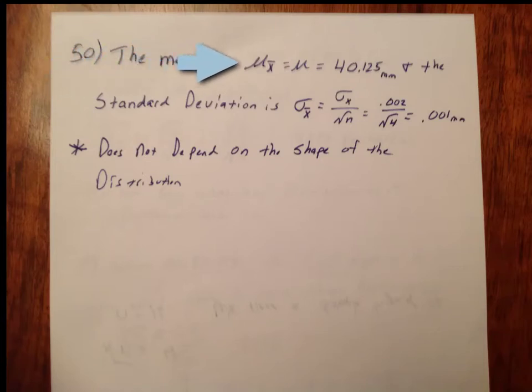The mean of the sampling distribution is equal to mu, which is 40.125 millimeters. And the standard deviation of a sampling distribution is equal to the standard deviation of a single unit divided by the square root of n, which is 0.002 divided by the square root of 4, which is 0.001. This does not depend on the shape of the distribution, so you don't have to have a normal curve just to have a mean and a standard deviation here.